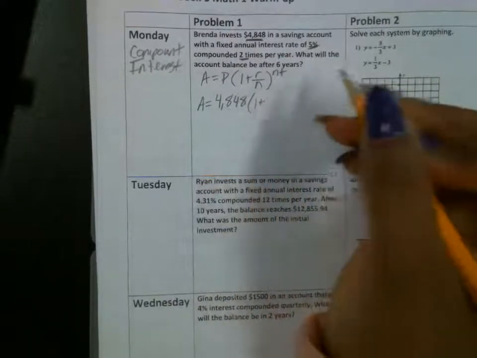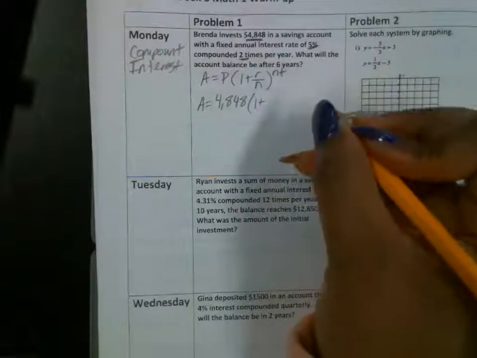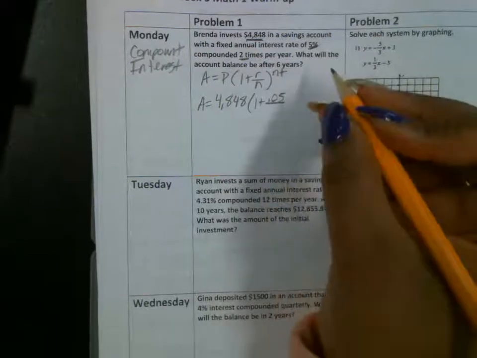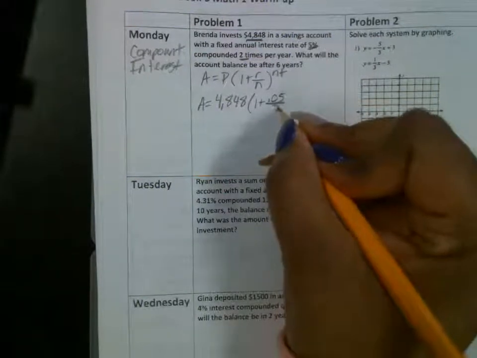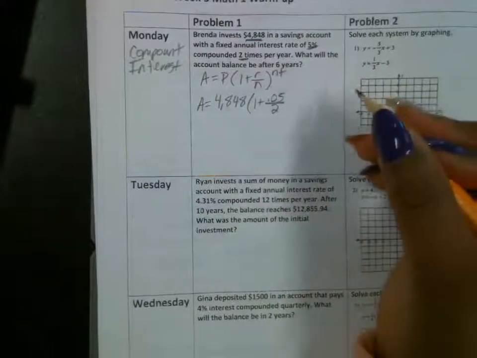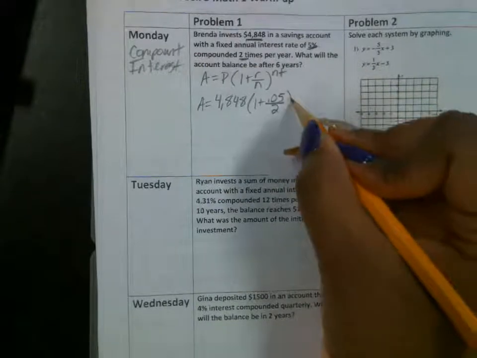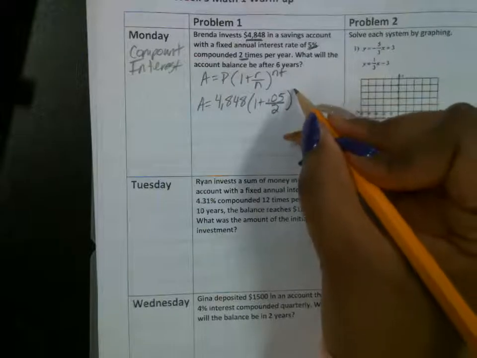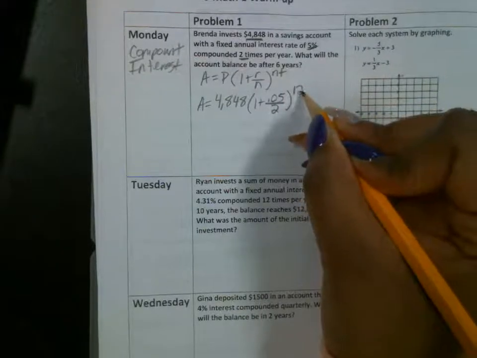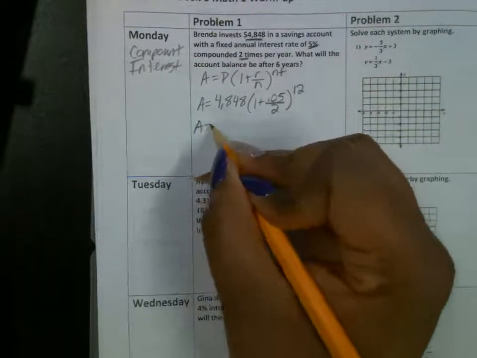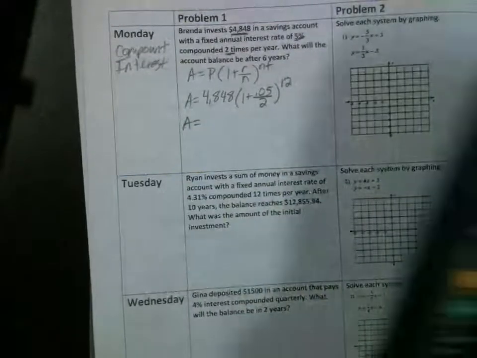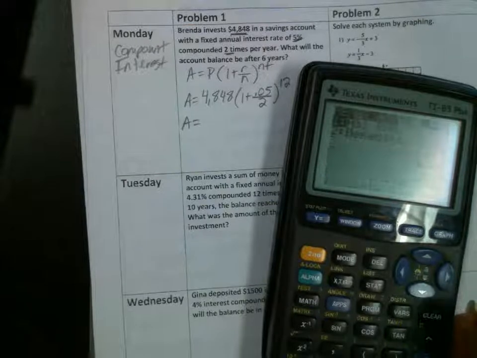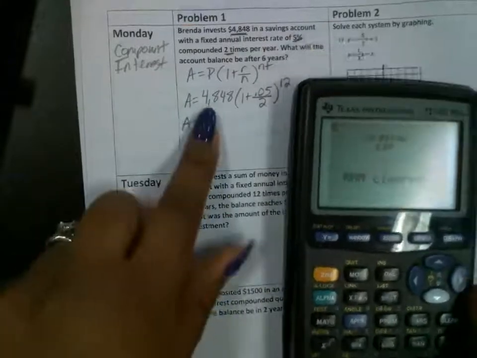Times 1 plus, what's our R going to be in this problem? 0.05. Very good. Divided by what? 2. That's how many times interest is being charged, twice a year. To the what power? 6 times 2. What's 6 times 2? 12. So now we're going to figure out what that amount is for 6 years. So I'm going to clear my calculator. Second plus 712.